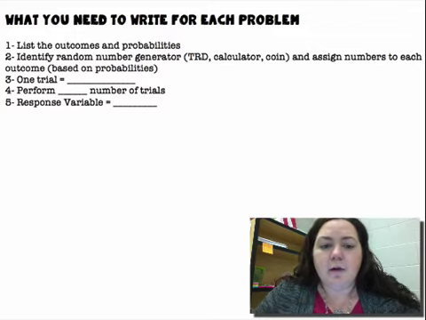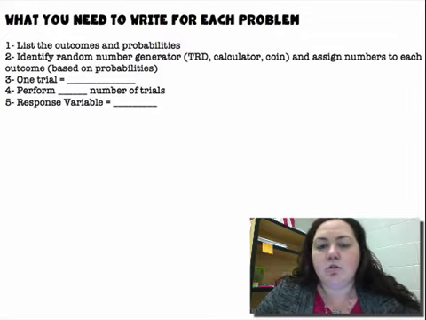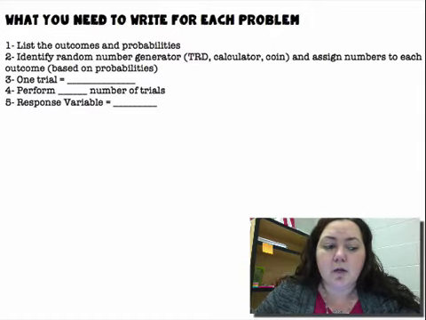Alright, what you need to write for each problem. First, you need to list the outcomes and their probabilities of happening. 2, you need to identify the random number generator. Did you use a table of random digits? Did you use a calculator to get your random values? Did you flip a coin? And assign numbers to each outcome based on probabilities. You need to tell me what one trial is equal to, how many trials you're going to perform, and then what the response variable is.